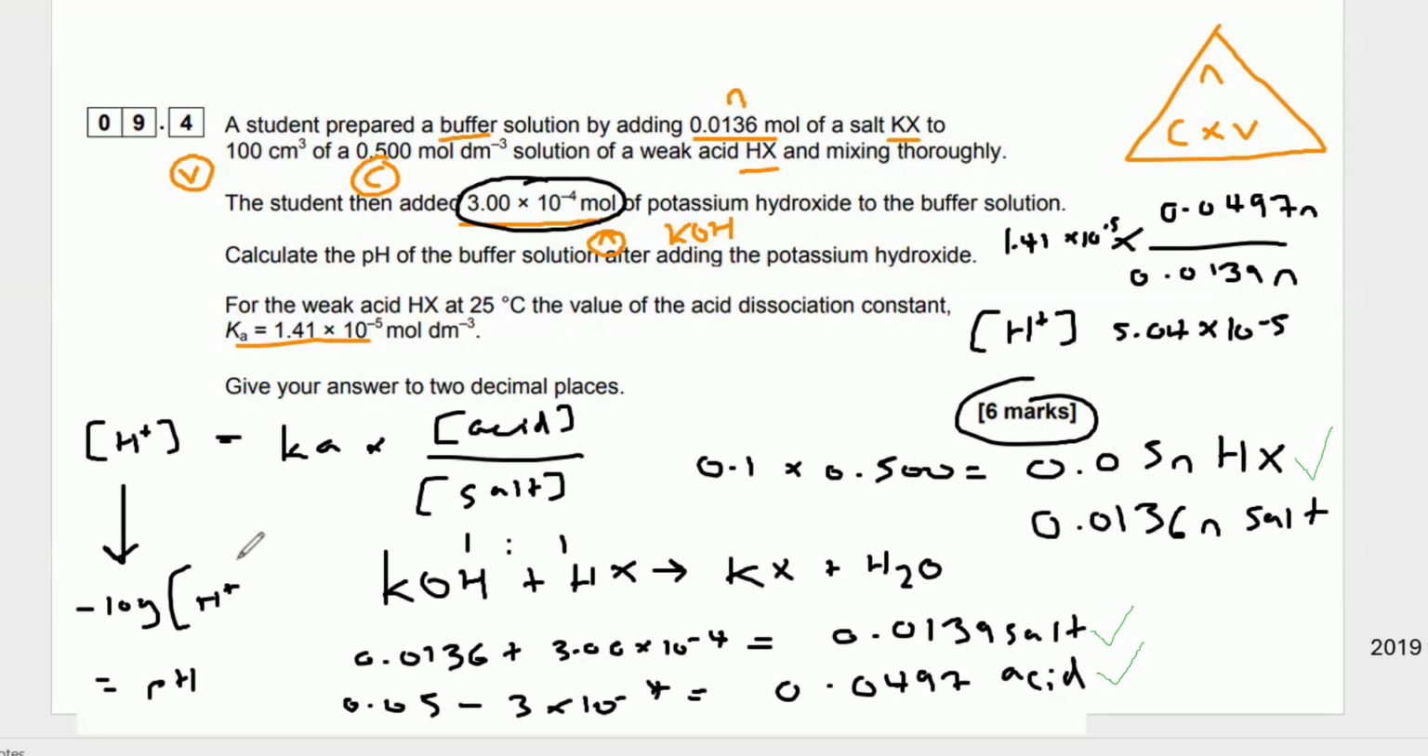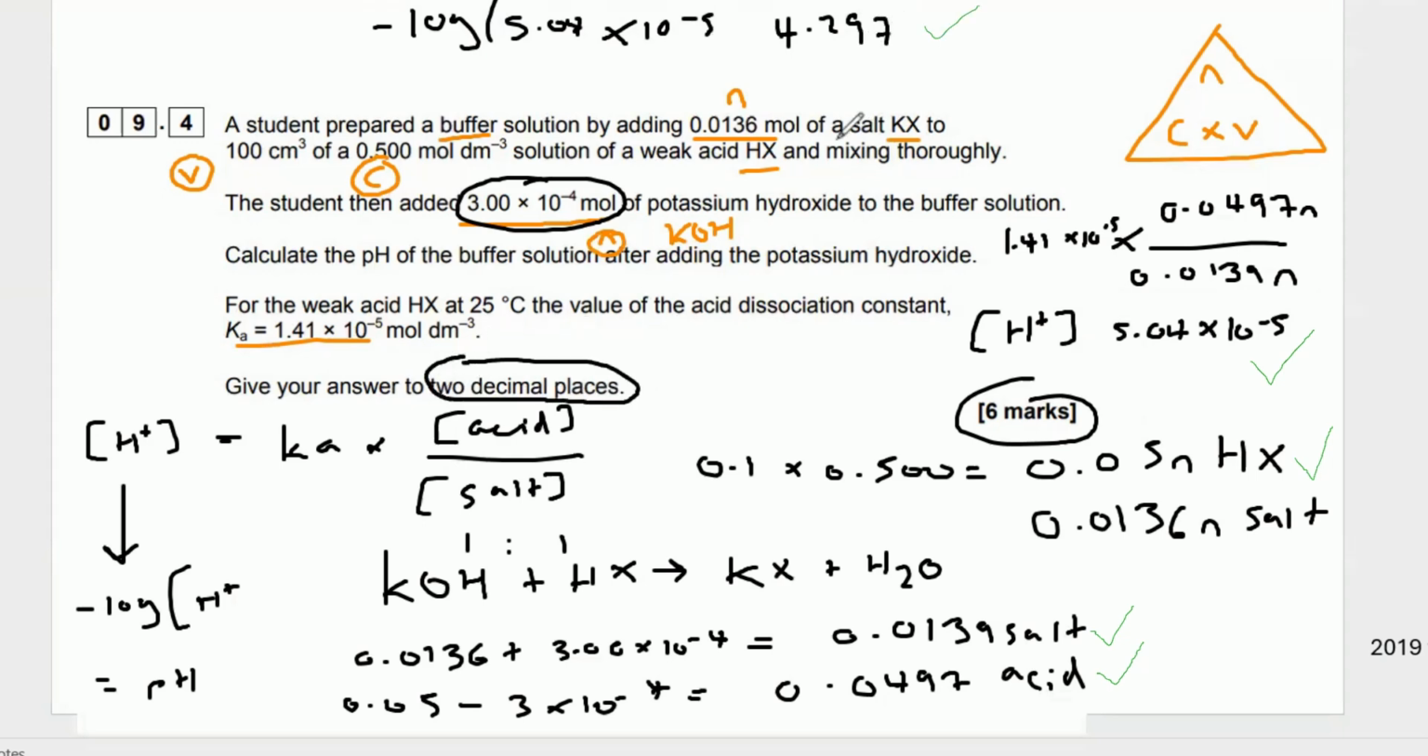Now that I have the hydrogen ion concentration, you just got to come down here and do minus log that, and you're going to get the pH. So minus log, whack in the 5.04 times 10 to the minus 5, and let's see what we get. And we get a pH of 4.297. Remember, we need to go to 2 dp for that sixth mark here. So we're going to round that up to 4.30. That is our final answer.